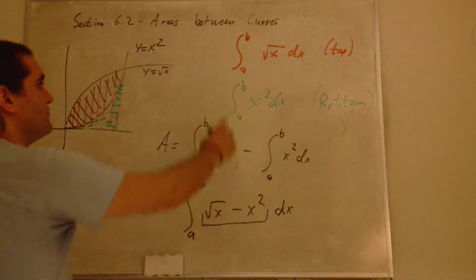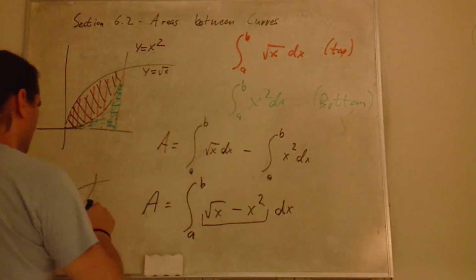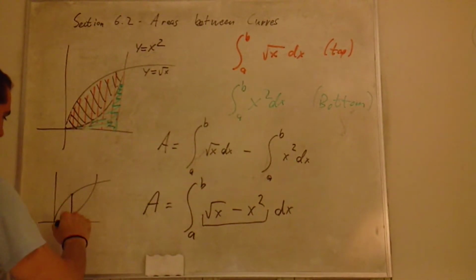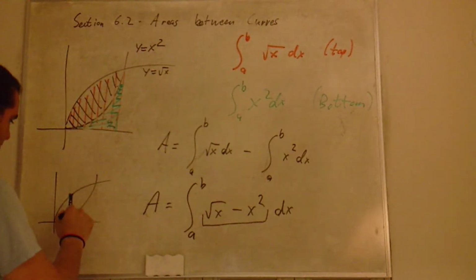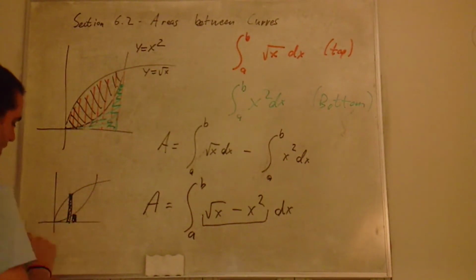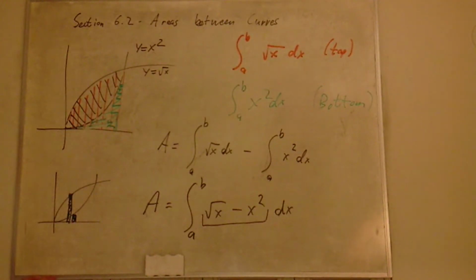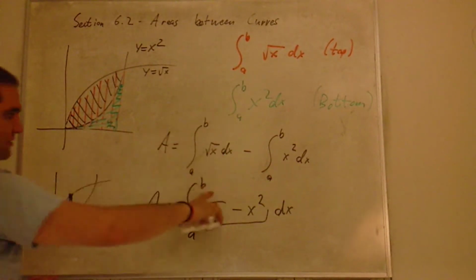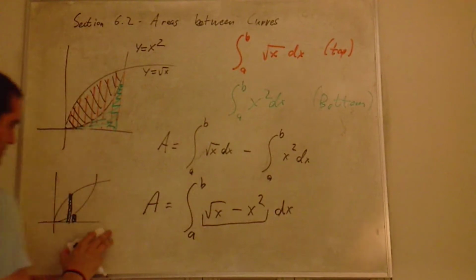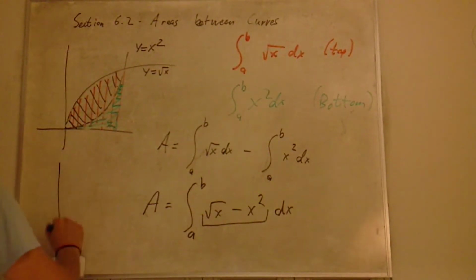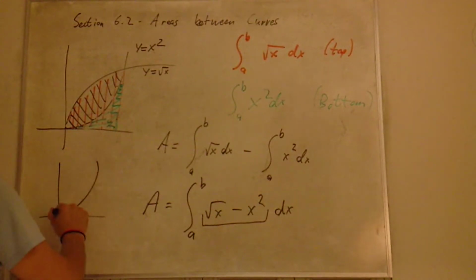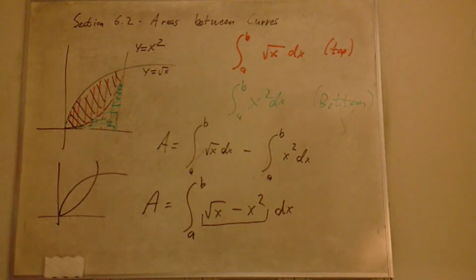So if you do these two integrals separately, that means you're taking rectangles that look like this, and then you're taking rectangles that look like this, and you're subtracting those two things to get the amount of space in between. And that is a perfectly acceptable way to think about that, and you can simplify those steps by combining those two integrals. But there's a different way we could think about this.